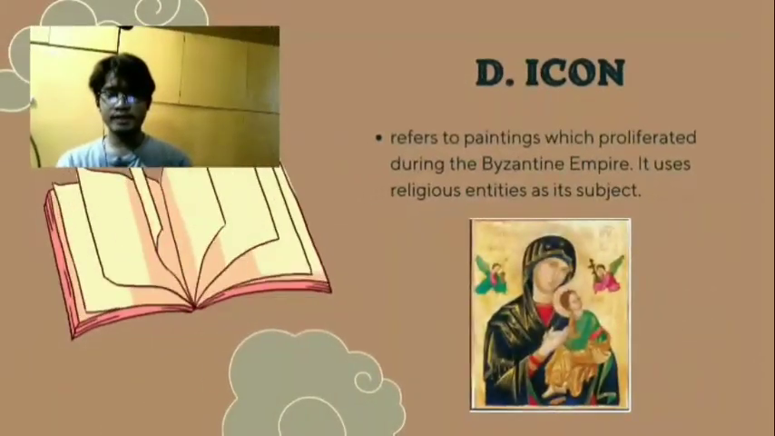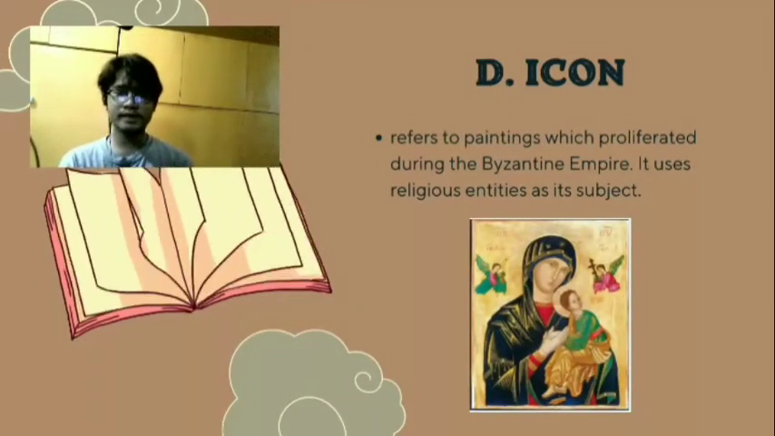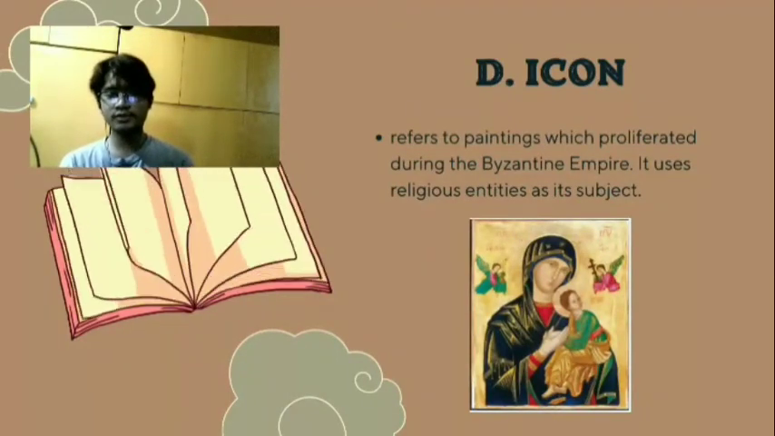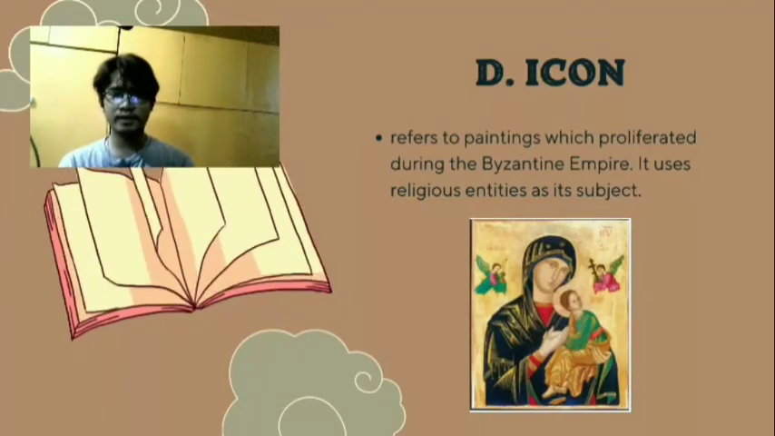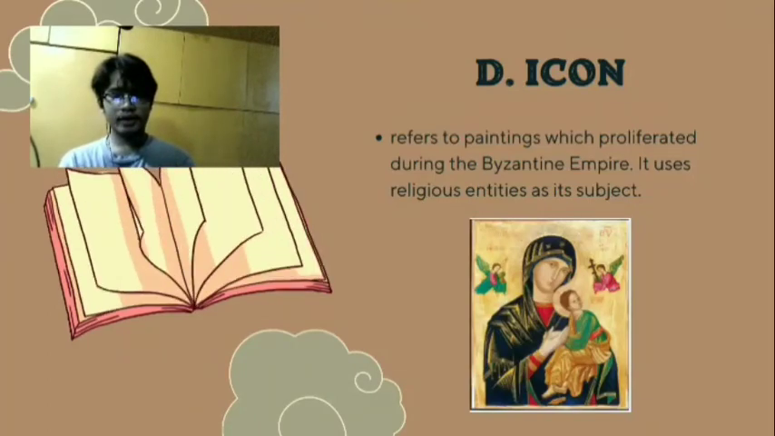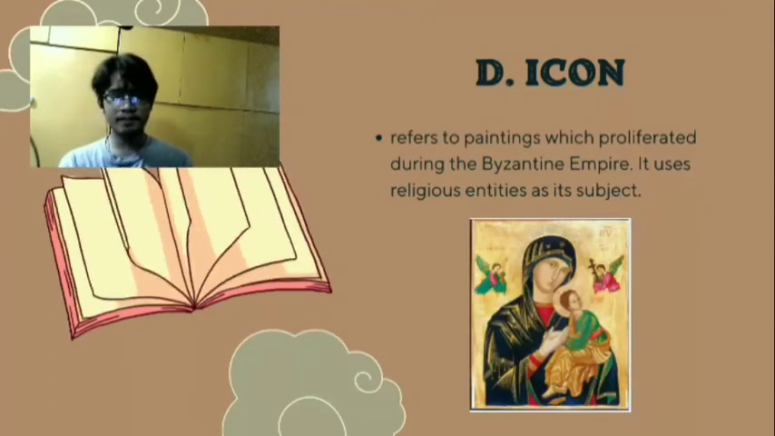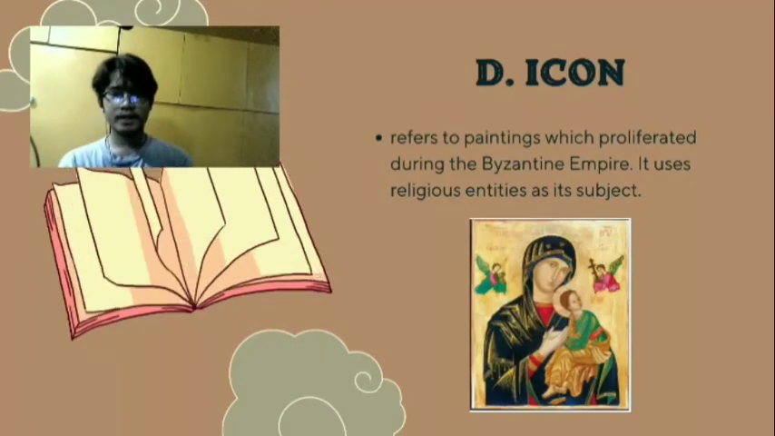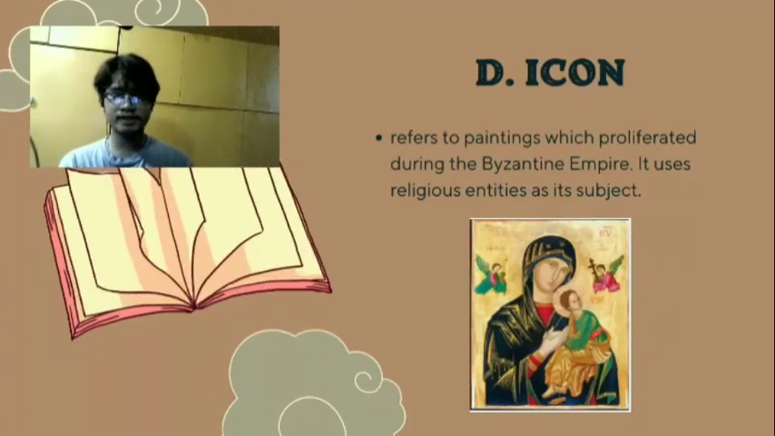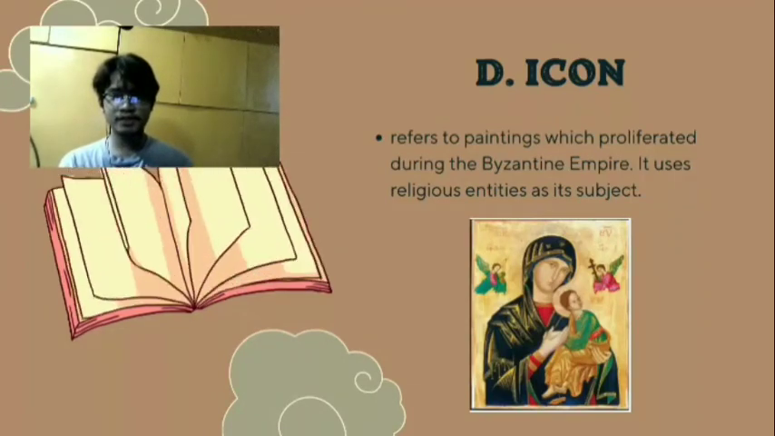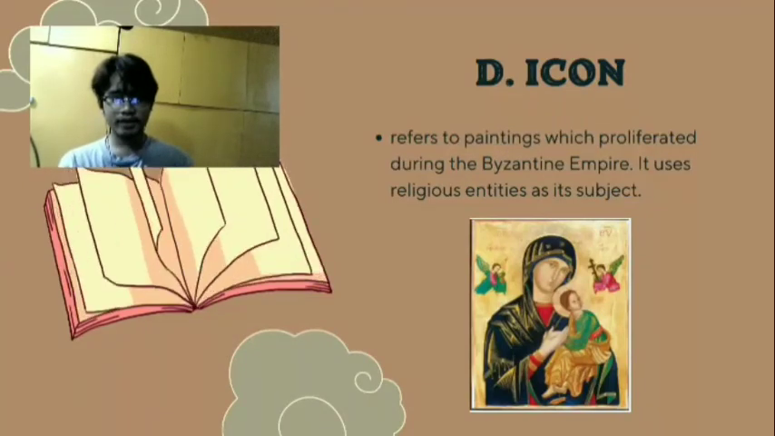And for the last example of a painting is icon. It refers to paintings which proliferated during the Byzantine Empire. The Byzantine Empire existed from approximately 395 Common Era. The icon uses religious figures and titles as its subjects. As you can see in the picture, it is a painting of Mother of God by Robert Sachsenberg.